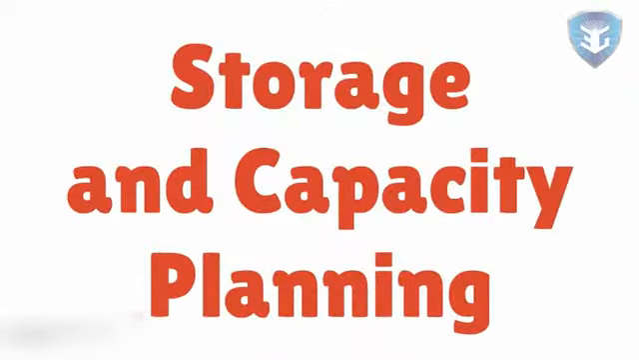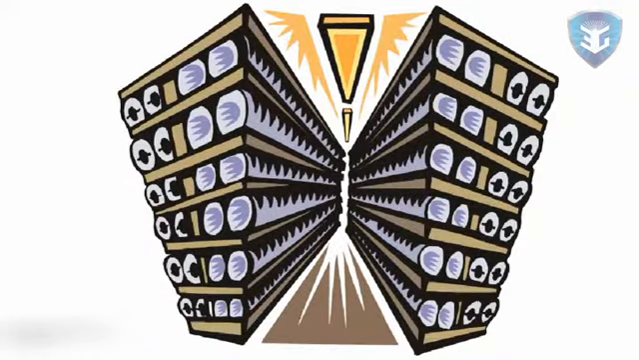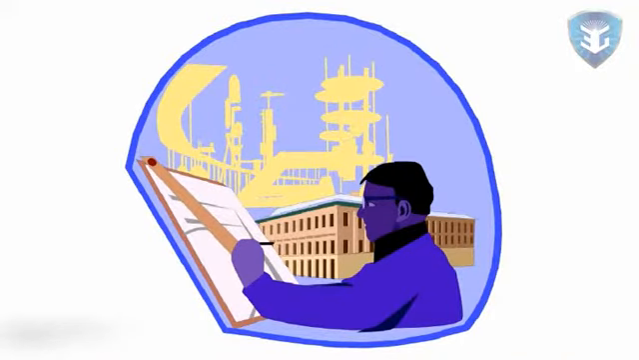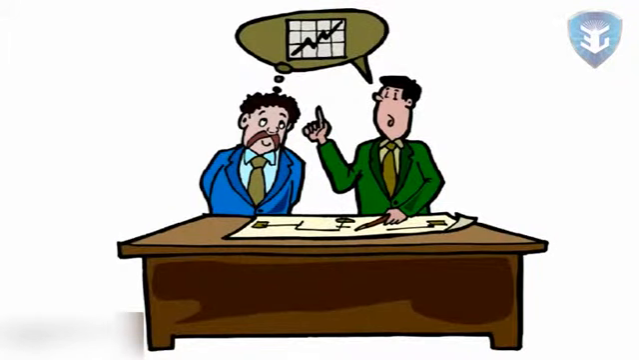Storage and capacity planning. The primary purpose of a database is to store data. It is the DBA's responsibility to plan the disk storage and to monitor available disk space. The DBA must keep an eye on growth trends so that they can advise management on capacity planning.